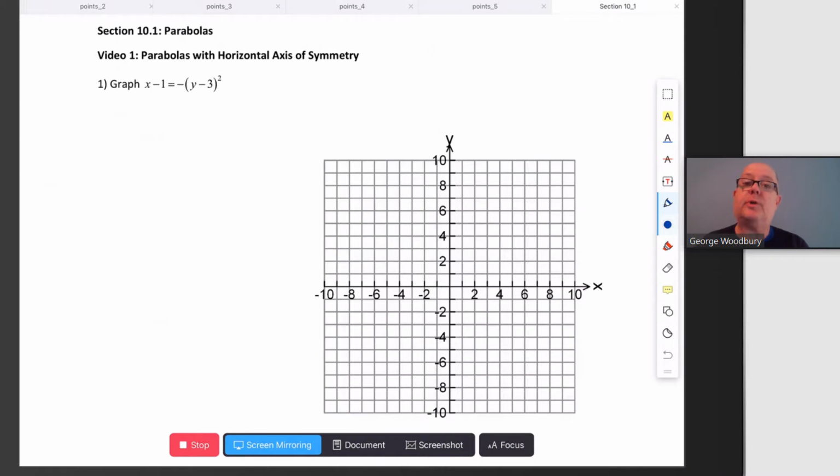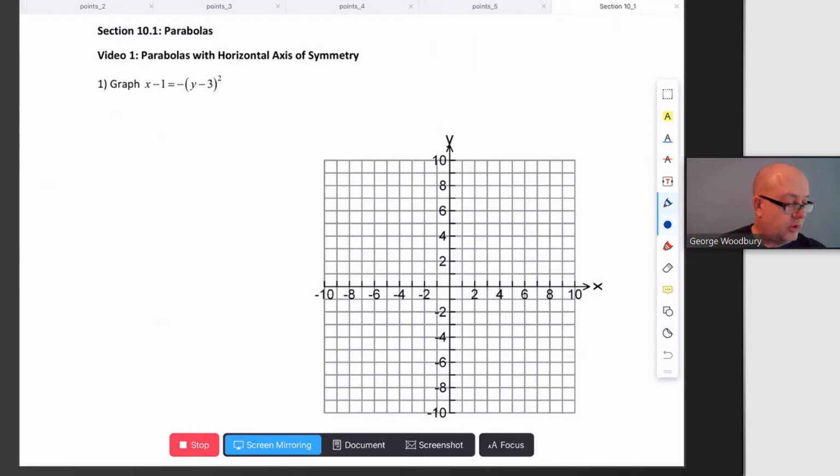Hi, I'm George Woodbury from College of the Sequoias in Visalia, California, and in this video we're going to learn how to graph parabolas that have horizontal axes of symmetry. So we've graphed parabolas of the form y equals x squared. Now we're talking about x equals y squared, and it's going to give us a parabola that either opens left or right rather than up or down.